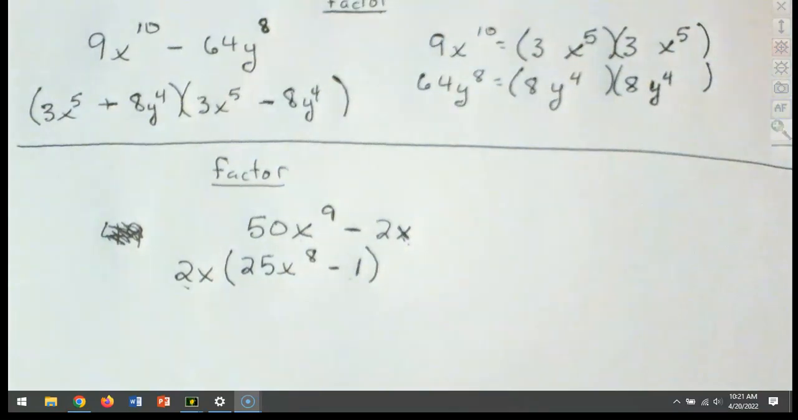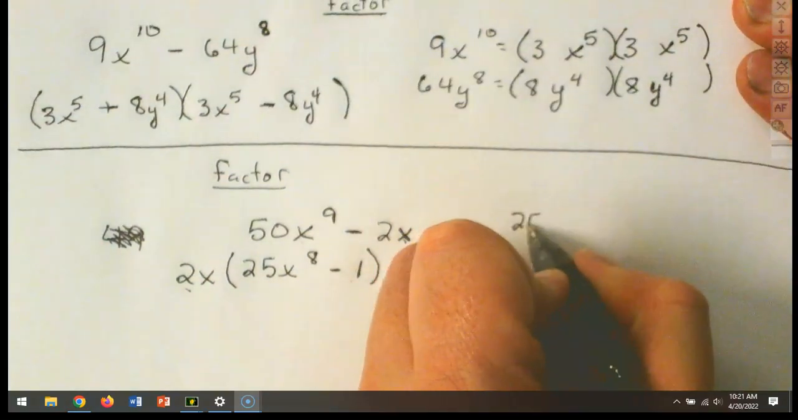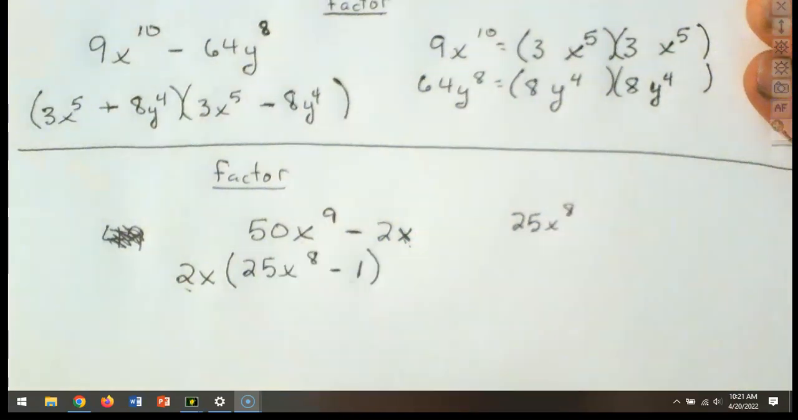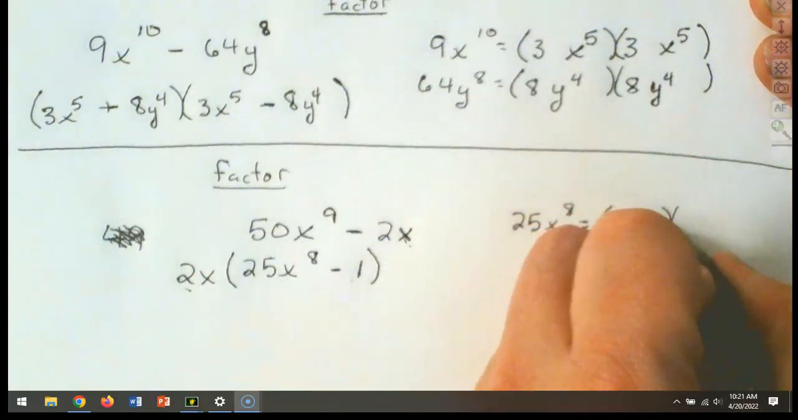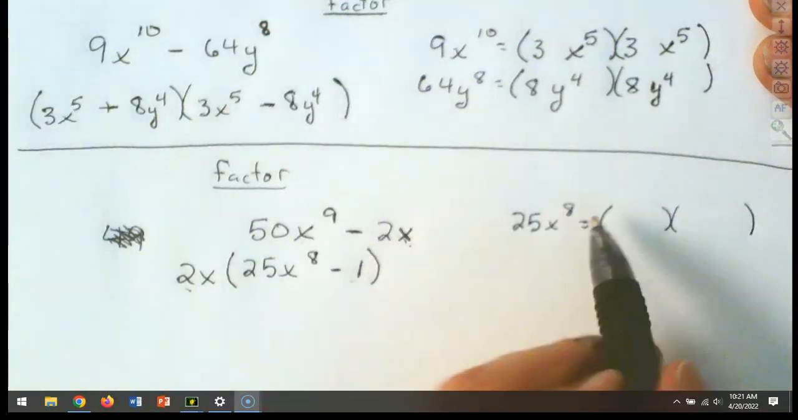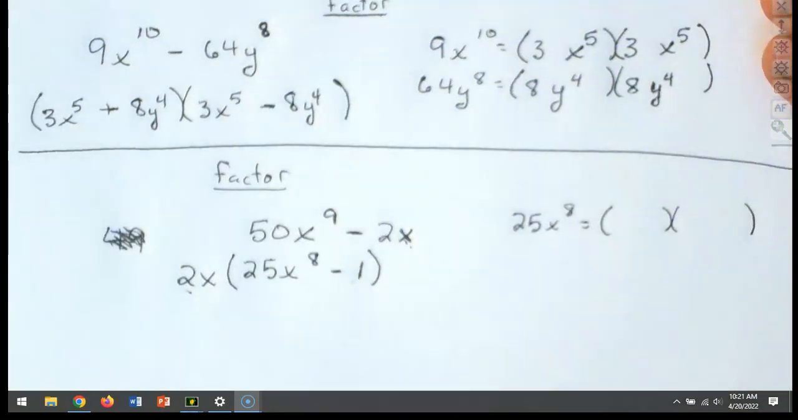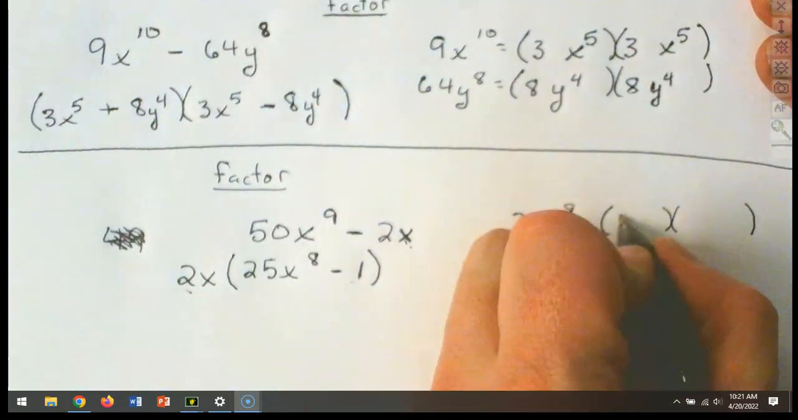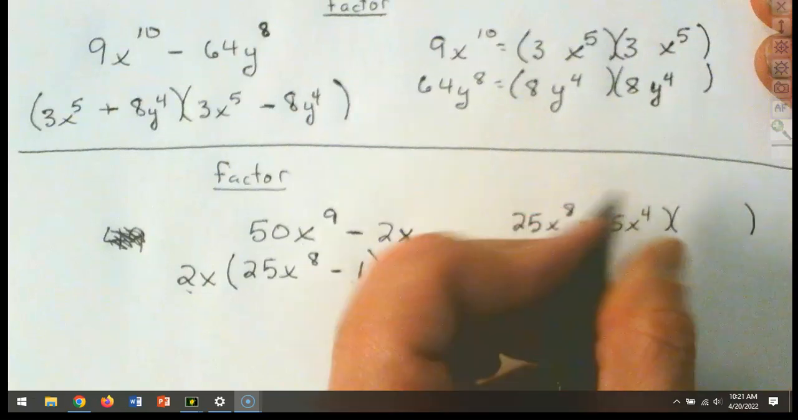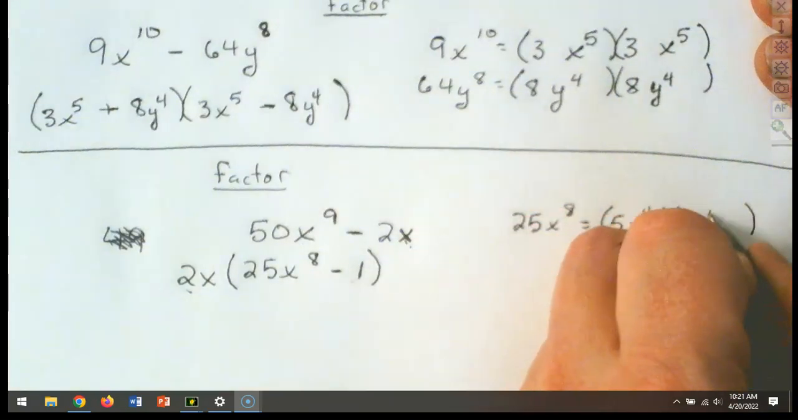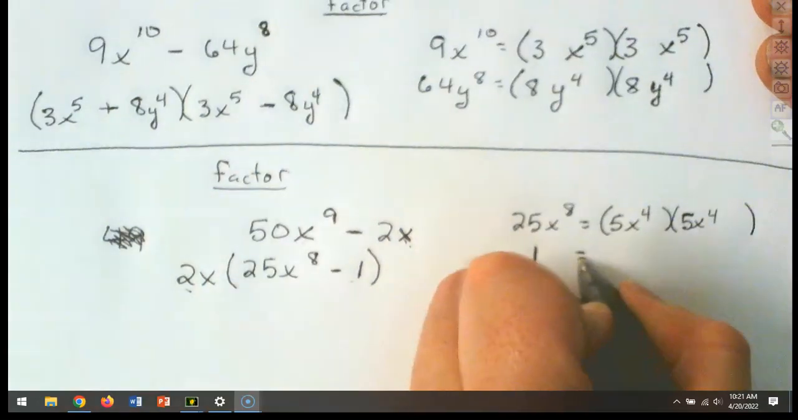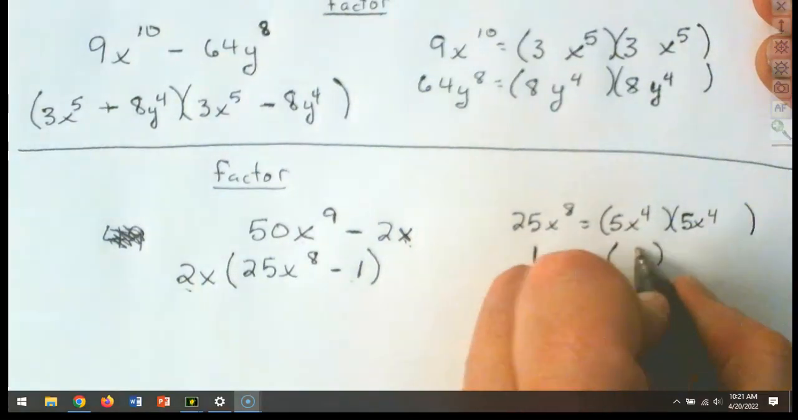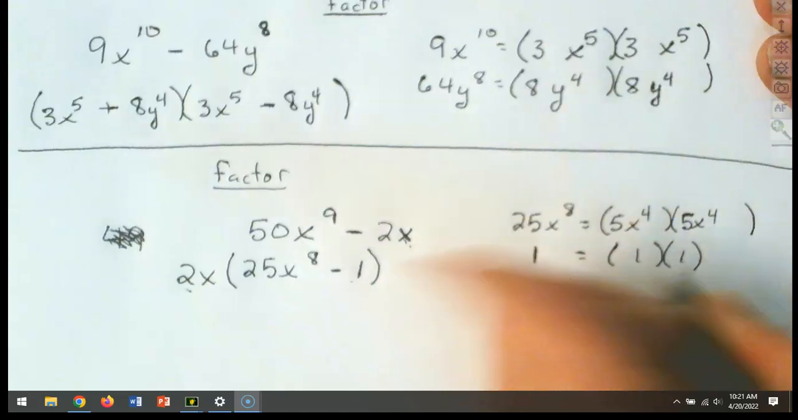What about the 25x to the 8th? Is that a perfect square now? Yes. Okay, how do we know it's a perfect square? 25 is a perfect square, and is the exponent 8, does that divide evenly by 2? Yep. So it's 5x to the 4th, 5x to the 4th. Now 1, what do we know about 1? 1's the only number that is a square of itself. So 1's a perfect square of 1 and 1.